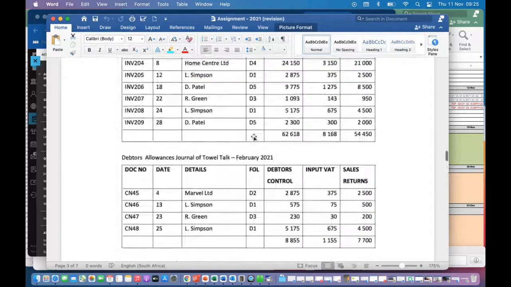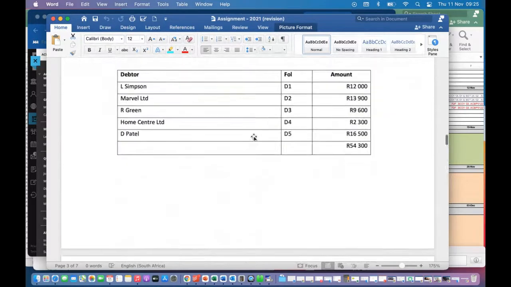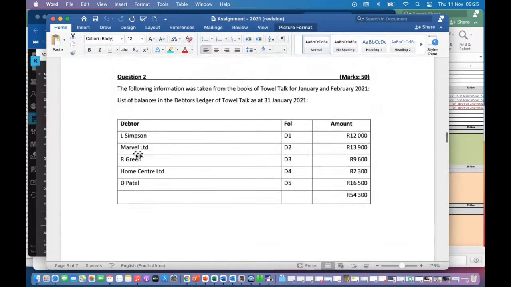Okay? So if we look there, my online students better just download this assignment for ease of following. So we look at Marvel Ltd. We see that there was a 13,900 that was owing at the beginning of the month. Because remember, this is January. So if this is January's debtors list, and they were owing 13,900 at the end of January, it means that moving into February, he still owes this 13,900. So that's their opening balance in Feb.